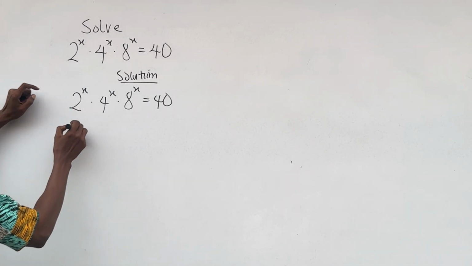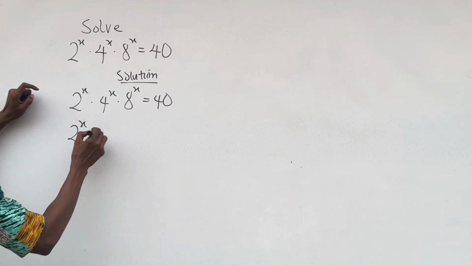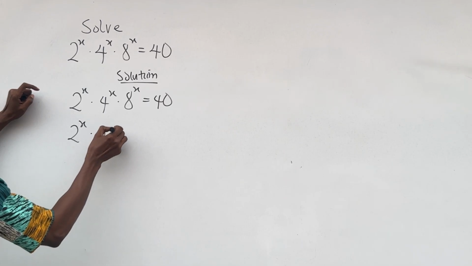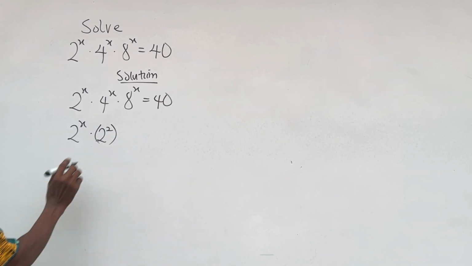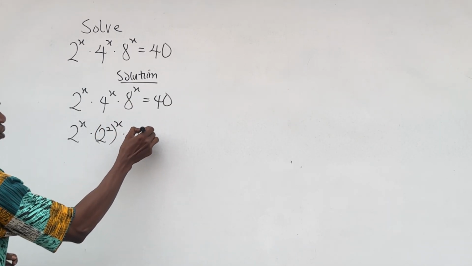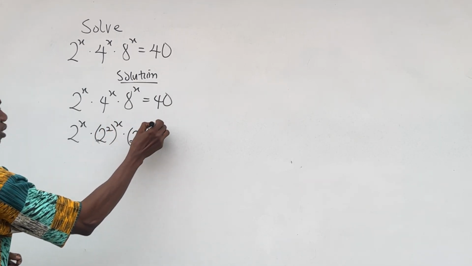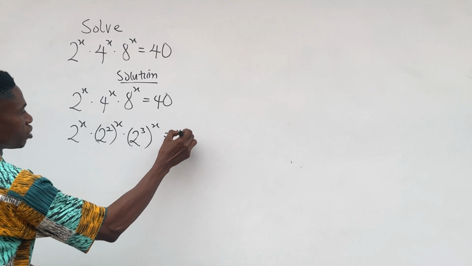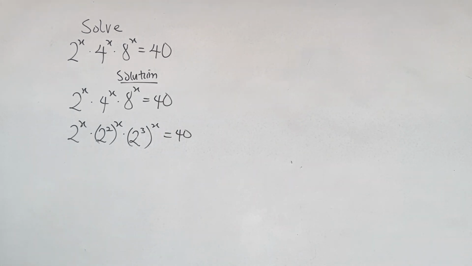Now 4 can be written as 2 squared, 2 raised to the power 2 is 4. So we have (2 raised to the power 2) raised to the power x, multiplied by 8, which can be written as 2 raised to the power 3. We also have a power x there, equal to 40.